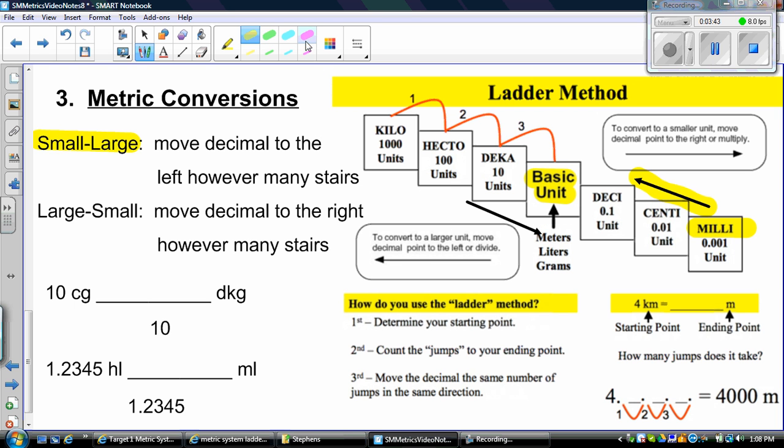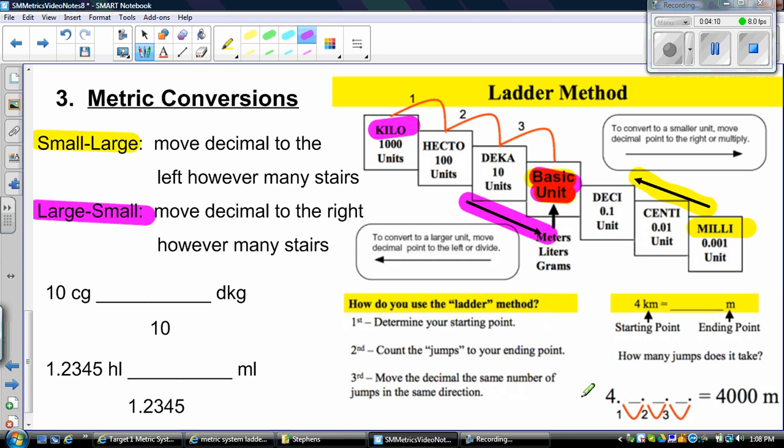The second rule is when you're converting from large to small, like kilo to a base unit. You're going to move the decimal to the right however many stairs because you're going down the ladder. If you take a look at these rules over here, the first thing you should do is determine your starting point.